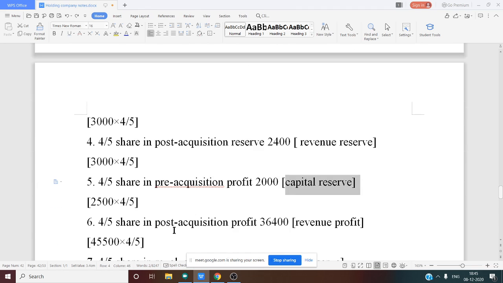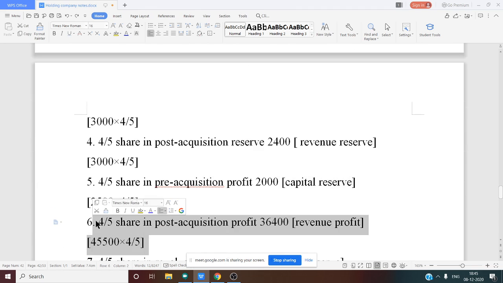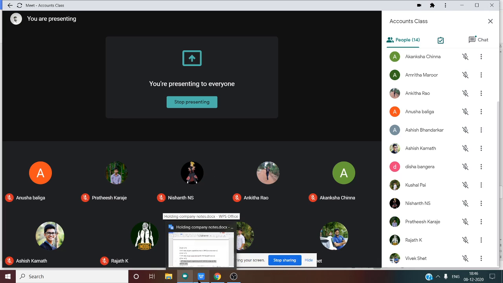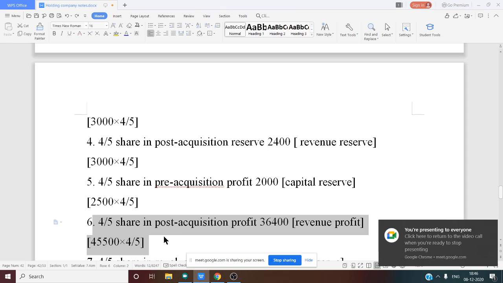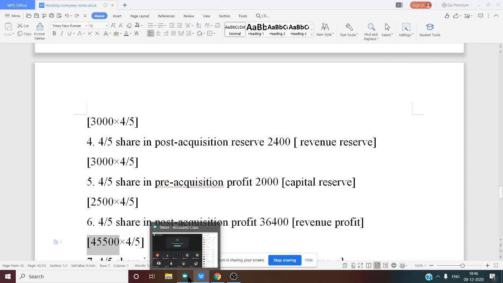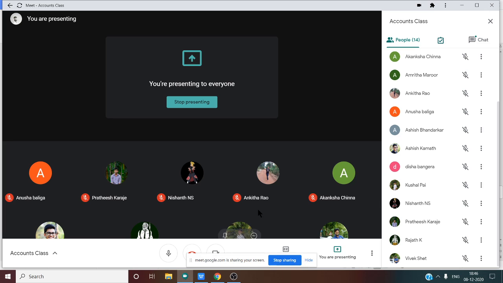Next, there is 4 by 5 share in post-acquisition profit. Post-acquisition profit is again very important. Balance sheet total profit is 1,08,000. Out of that, 77,500 is pre-acquisition profit, which means 30,500 is post-acquisition profit. But we have taken 45,500. Why? Can you tell me now? Why have we taken 45,500?